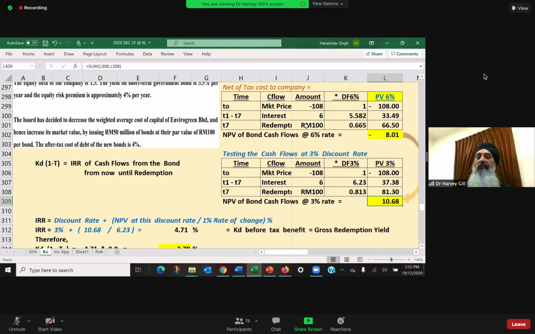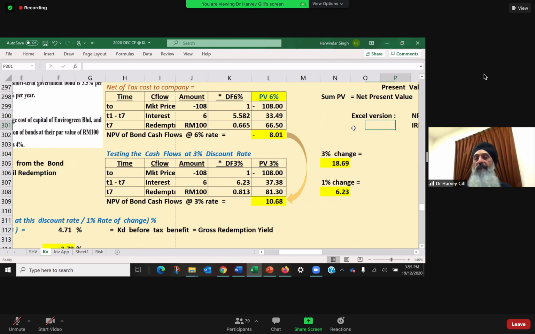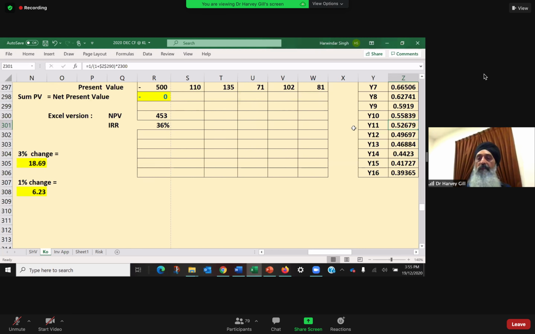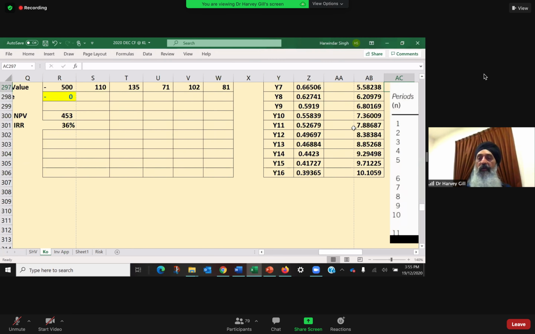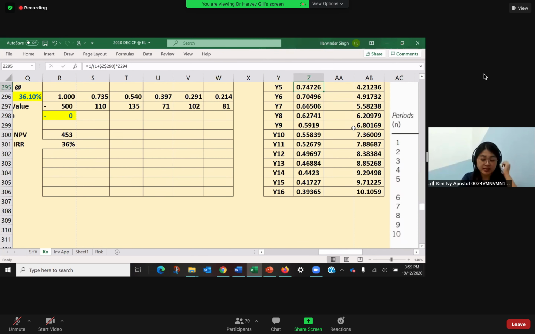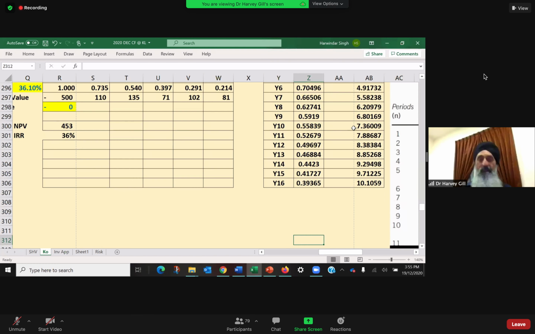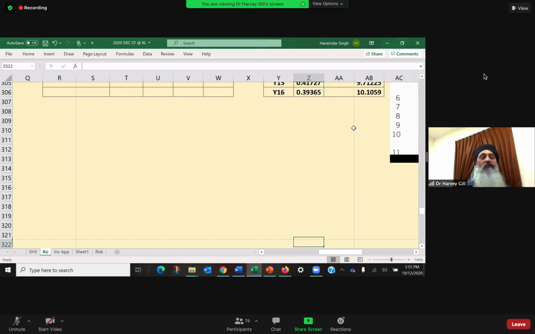It's the amount multiplied by the discount factor from the table. From where? From here, there. Just now I showed you. 0.665. There you go. I've worked out year 7. 0.665. Okay, thank you. But if you want to see a table, let me put the table also.